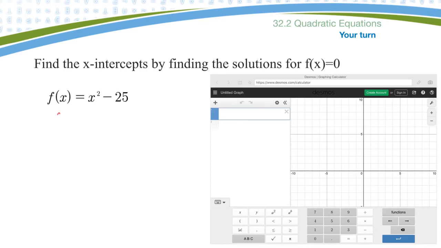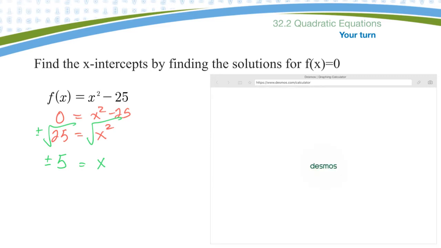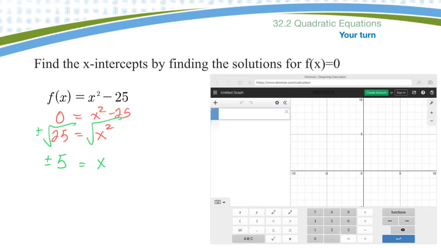So I'm going to set this to be 0, add 25 to both sides, use the square root principle, remembering my plus or minus there. So then x is equal to either plus or minus the square root of 25, which is just 5.